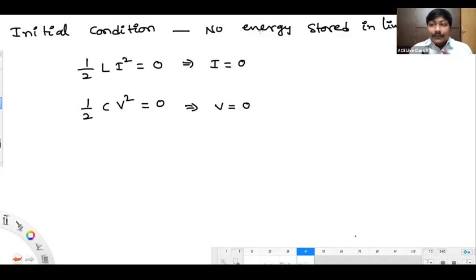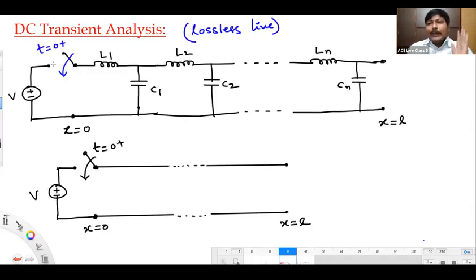So all of a sudden, we are injecting the voltage, or the source, onto the transmission line at the time t equals 0 plus. This is the understanding you have to get. Now tell me please, after closing the switch at time t equals 0 plus, what is the behavior of the inductor and what is the behavior of the capacitor? Anybody please tell me.